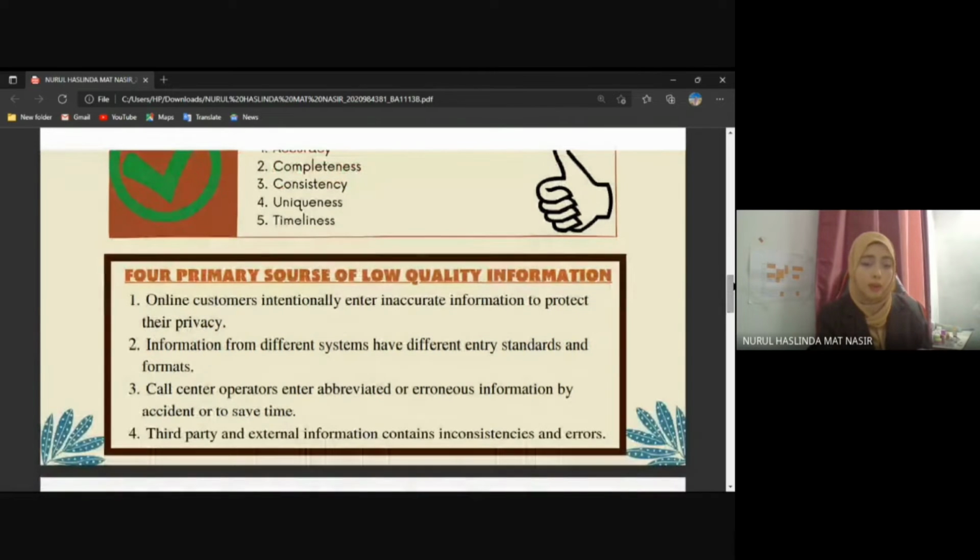Next, the four primary sources of low quality information. The first one is online customers intentionally enter inaccurate information to protect their privacy. Second, information from different systems has different entry standards and formats. Third, call center operators enter abbreviated or erroneous information by accident or to save time. Fourth, third-party and external information contains inconsistencies and errors.